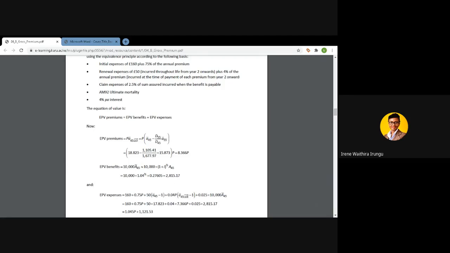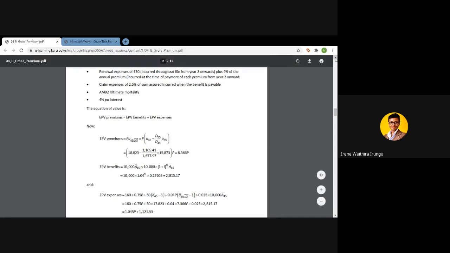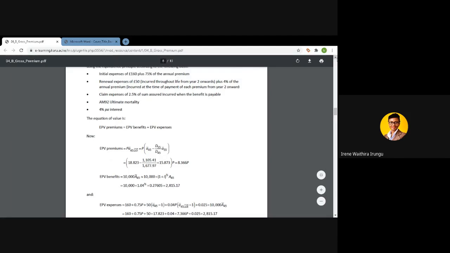So we now move on to expenses, and there are quite a number of expenses incurred here. So we have the first one, which is an initial expense of 160 plus 75% of the annual premium. By that in itself, it is an initial expense payable only once.